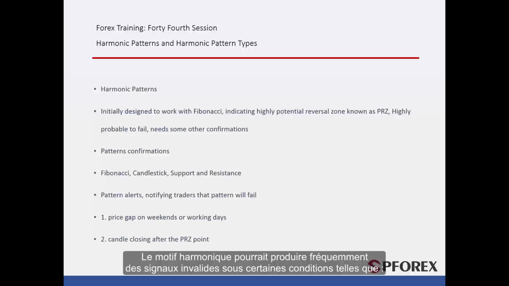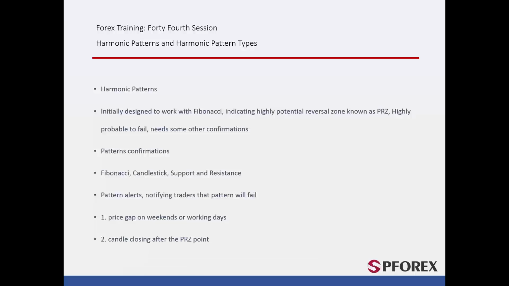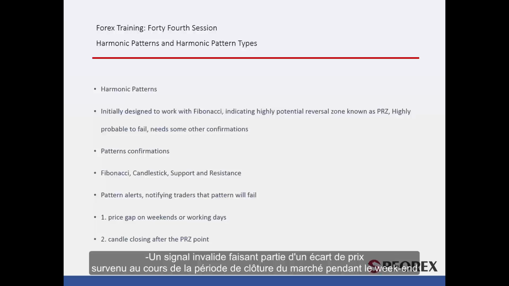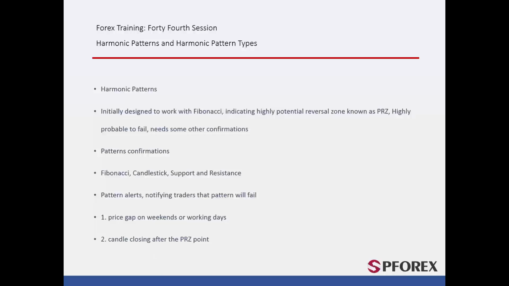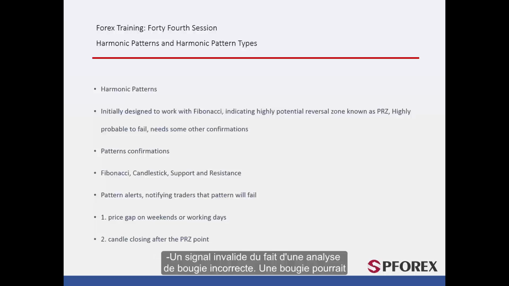Harmonic patterns may frequently produce invalid signals under some conditions, such as an invalid signal owing to a price gap arisen during market close time from Fridays to Mondays. A price gap may develop as a result of a key news or an event during working days. Another is an invalid signal due to inaccurate candlestick analysis. A candle may close far over or below a trader's speculations.